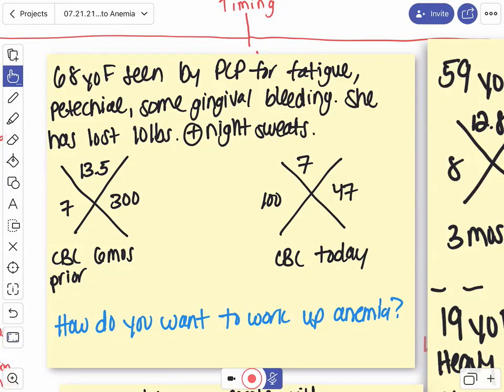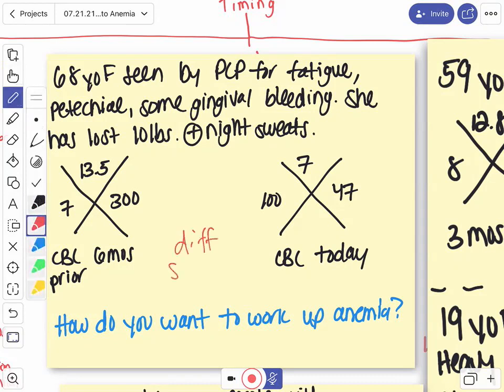All right, let's start with table 1. What do you want to order to work up this patient's anemia? CBC with a differential, a smear, and a consult. Great. Table 2, anything different? No. Table 3, check anything else? Okay, I wasn't trying to fool you.